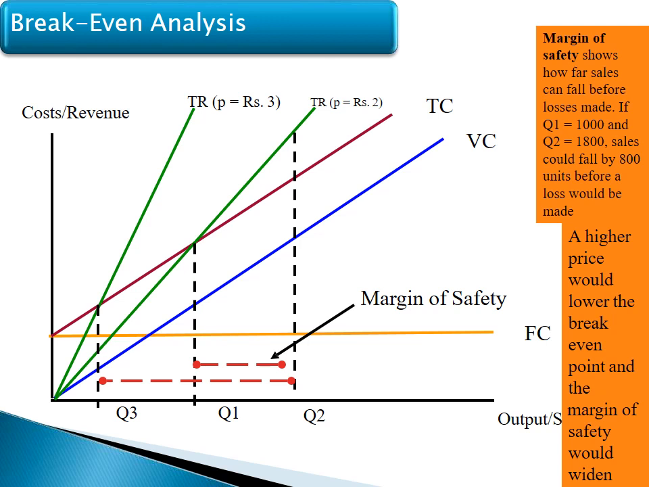So a higher price would lower the break-even point, and the margin of safety would be widened. This occurs in this break-even analysis. Whenever the higher points occur, due to the losses, the margin of safety will widen.